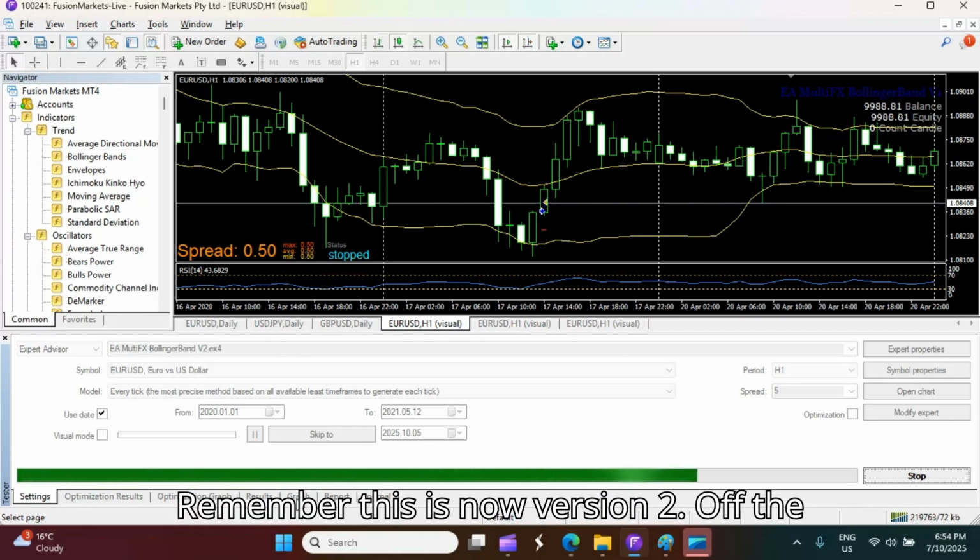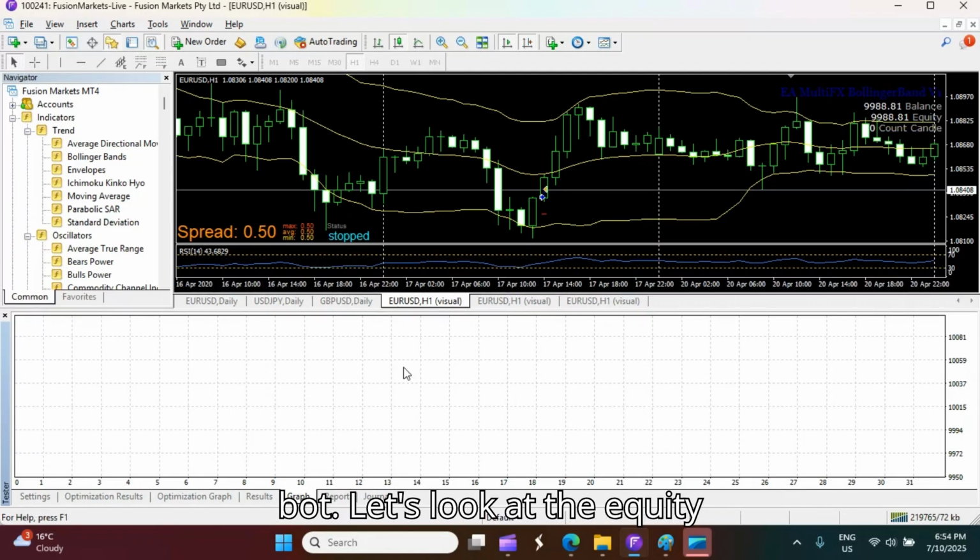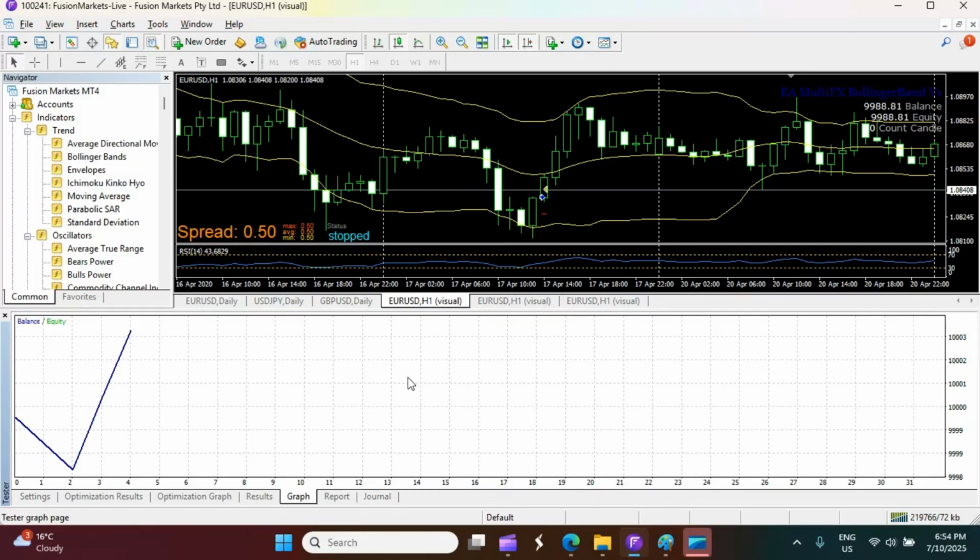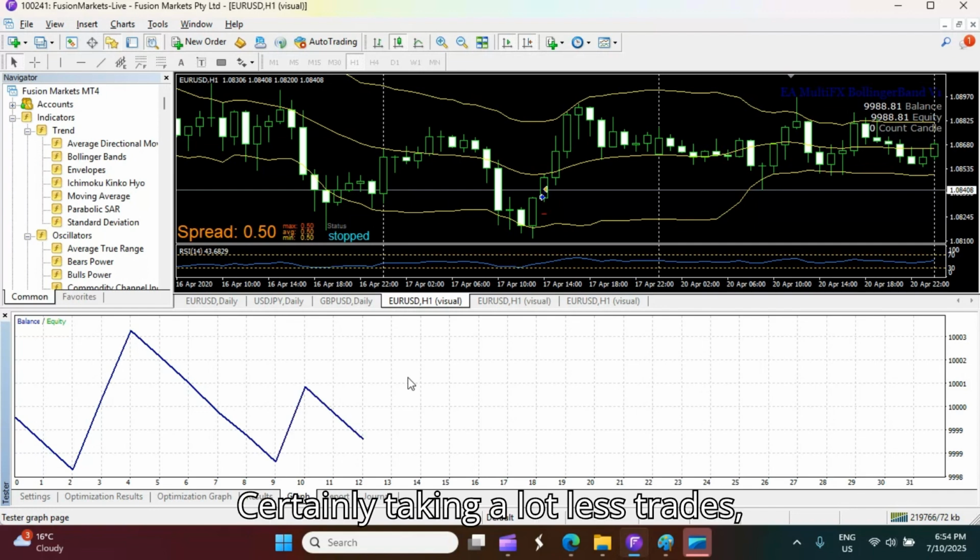Remember, this is now version 2 of the bot. Let's have a look at the equity curve. Did it make any difference? Certainly taking a lot less trades, right? So this is filtering out a lot more trades than the first version that we recently saw, which is great, it's good. But we don't want to filter out too many, right?